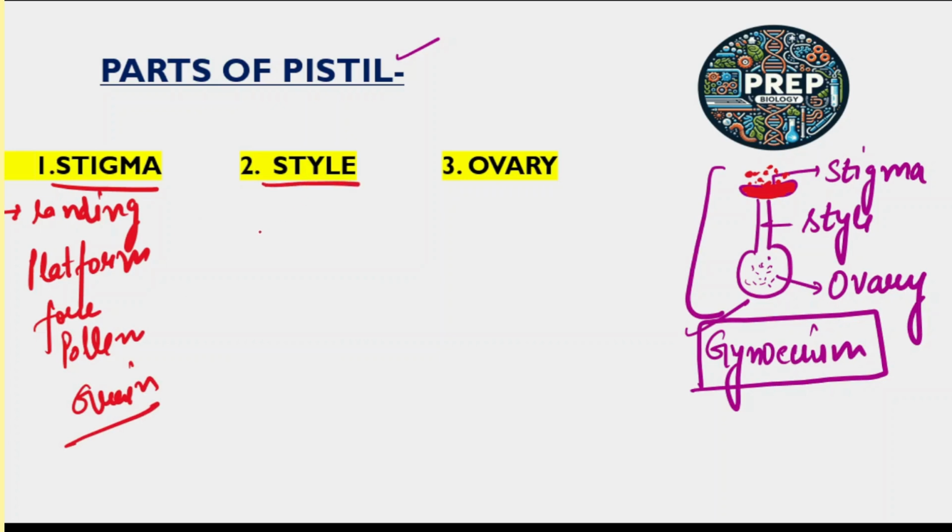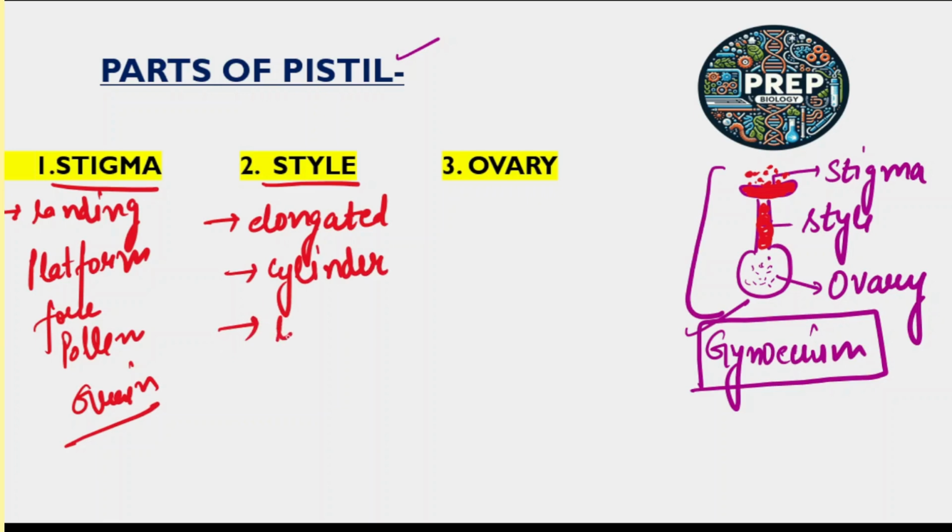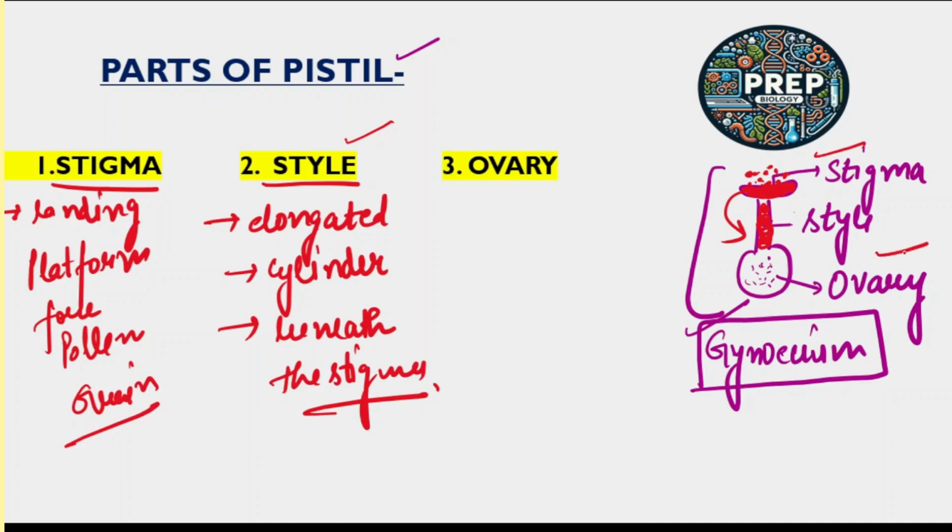Now style, this is the elongated part. As you all can see, this is the elongated part, cylindrical in shape and beneath the stigma. So these are some of the features of the style. It is the elongated, cylindrical part beneath the stigma, and it joins the stigma and ovary.